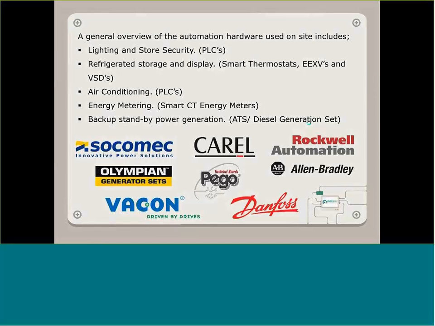Electronic expansion valves are used for energy efficiency, which we interface with. Variable speed drives, which these days are everywhere, were a mixture of Modbus TCP and RTU. The air conditioning system also used some PLCs and a bit of proprietary stuff. And we had a number of smart CT energy meters, which you'll see in the vision.